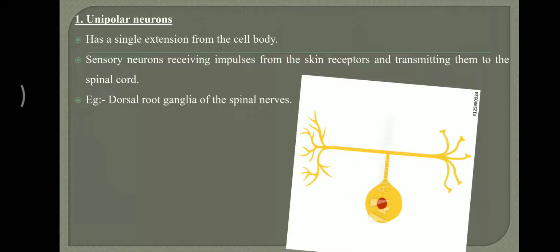Okay, so it has a single extension from the cell body. Sensory neurons receiving impulses from the skin receptors and transmitting them to the spinal cord are unipolar neurons. So these unipolar neurons are sensory neurons. What is the role of these sensory neurons? They receive impulses from the skin receptors and transmit them to the spinal cord. Example, dorsal root ganglia of the spinal nerve.